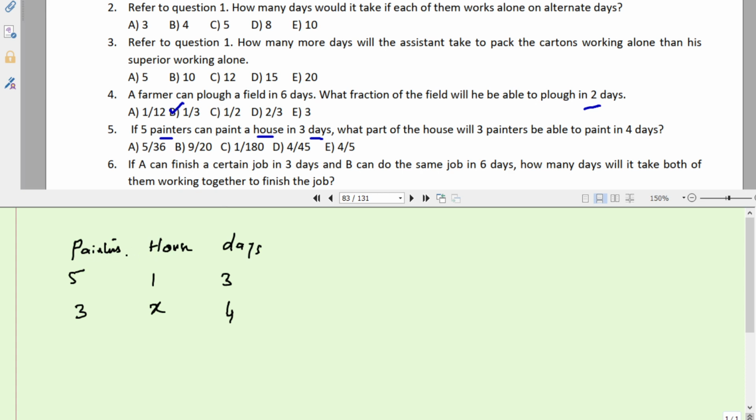So whenever there is direct proportion, you put a cross here. Remember I told you in the ratios and proportions topic. If you forgot it, you can go back to the ratio proportion topic and see how to do direct relationship things and inverse relationship things. All right, so painters and houses are directly related. So you put a cross here.